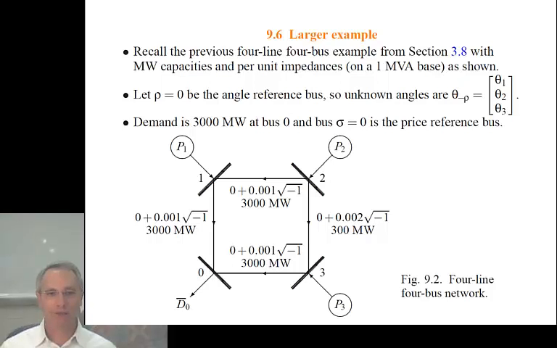It's got megawatt capacities and per unit impedances as shown. This is the same system as in section 3.8. We're going to assume that rho equals 0 is the angle reference bus. So the unknown angles are theta 1, theta 2, theta 3. The demand is 3,000 megawatts at bus 0, and bus sigma equals 0 is the price reference bus. So D over line 0 is 3,000 megawatts, and there's no demand elsewhere in this particular example.